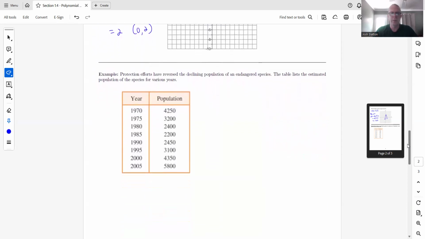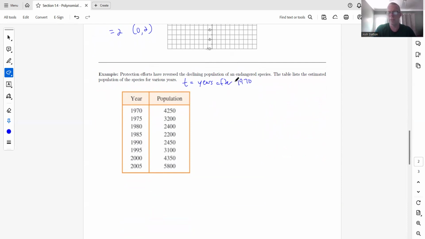The next example here, we have a table of values. And on the homework, the first part of this will be to choose the correct scatter plot. And so we're really just looking at these, and most of the time, T in this case will be years after 1970. A lot of times, if T is representing years, they're not having you usually use the actual year. They'll pick a starting time, and then it's the number of years after that. So in our case, 0, 5, 10, 15, so on.